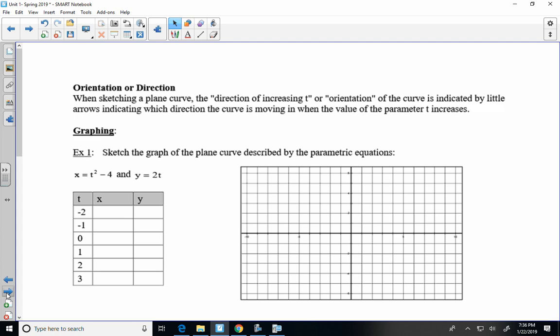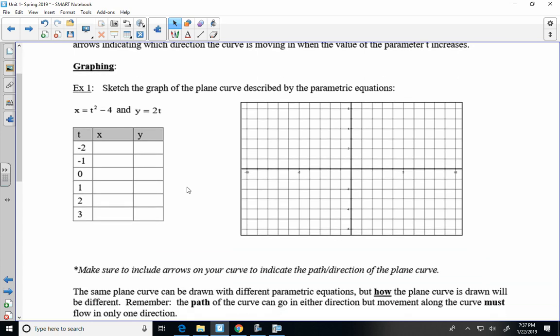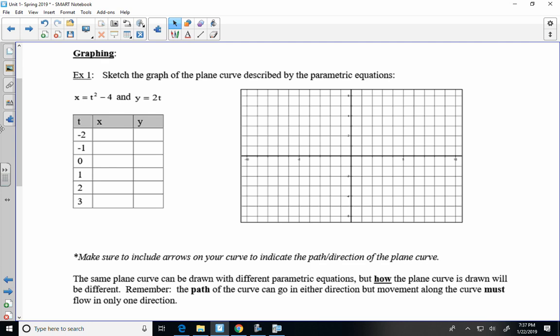But yeah, it is important, and we denote the direction of the movement just by indicating it with little arrows along the curve. I'll show you what that looks like in a second. The good news is some of this stuff is really easy now because we have graphing calculators, and those should be used to their fullest potential short of cheating. So when I have x equals t squared minus 4 and y equals 2t, I can plug in those t values by hand and do all that work.